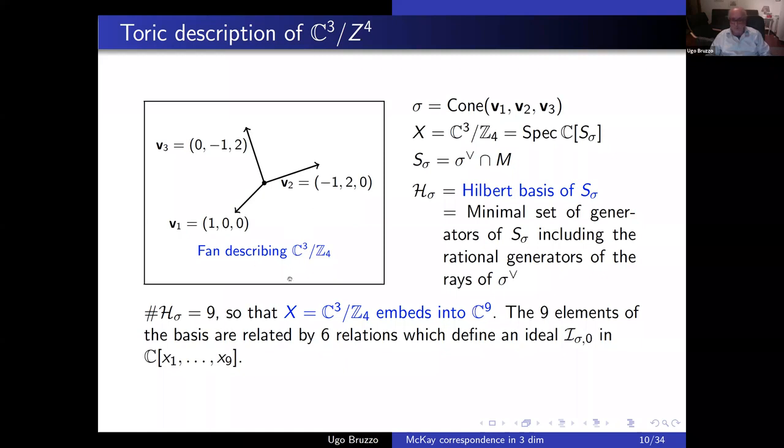In our case, you have to do some computations, and we developed a small package with Mathematica to compute the Hilbert basis. There exist many more on the market, but they are very complicated. So we made a very small, simple package in Mathematica. And in our case, you find the generators. They are 9. Since to any generator you associate a variable in an affine space, this means that in this way our variety embeds into C9.